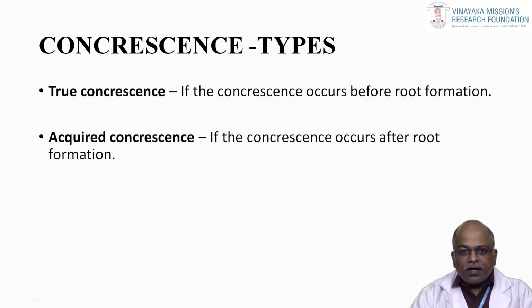There are two types of concrescence, namely true concrescence and acquired concrescence. True concrescence is when the concrescence occurs before root formation. Acquired concrescence is when the concrescence occurs after root formation.